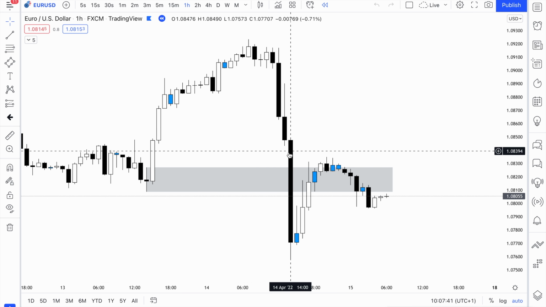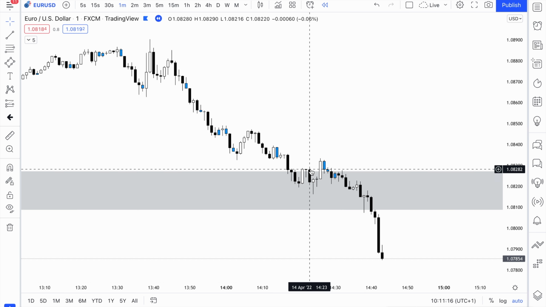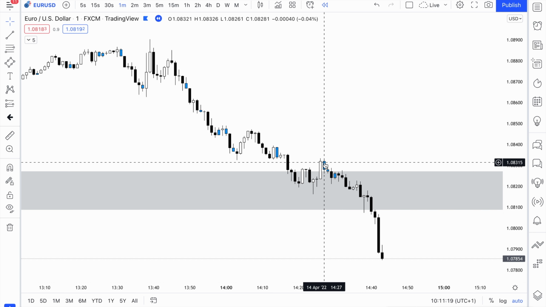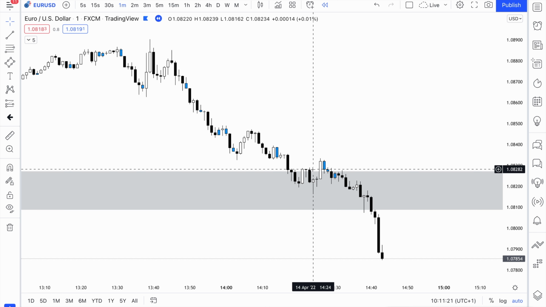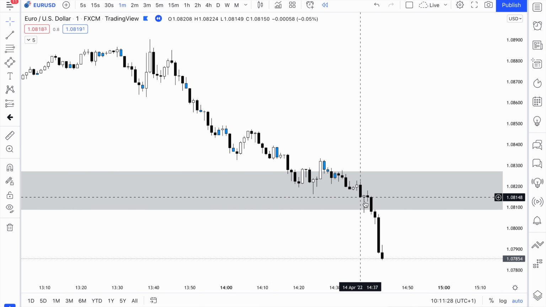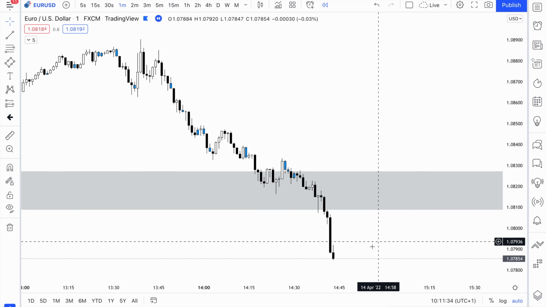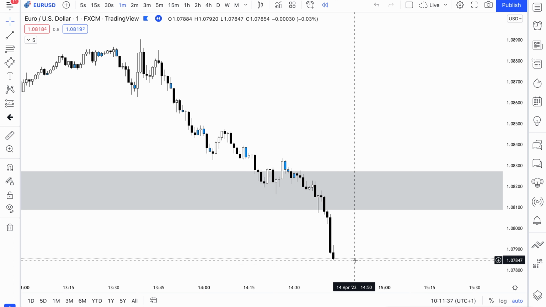So price has pushed back down, it's mitigated this zone. And then when we drop down to the lower time frame, we can see we have not had a valid entry model. So we've not had a change of character, we've not had a break of structure to the upside, and price has just continued to push straight through this higher time frame demand zone. So from here, we will either be looking for a demand zone further down, or if the higher time frame has clearly changed its direction, then we will just be changing our bias and looking for shorts instead.